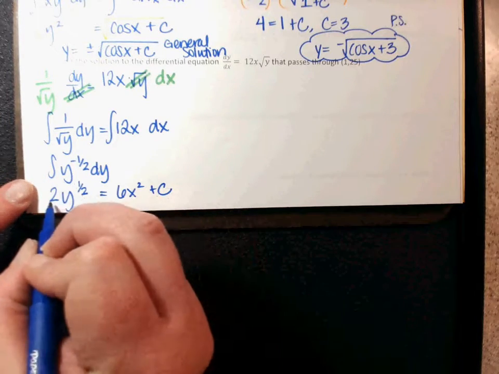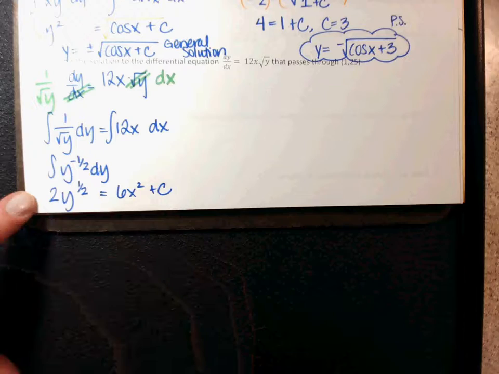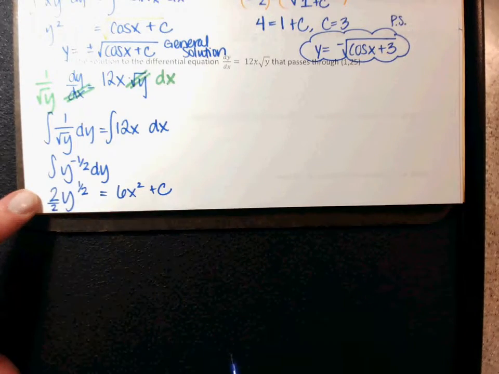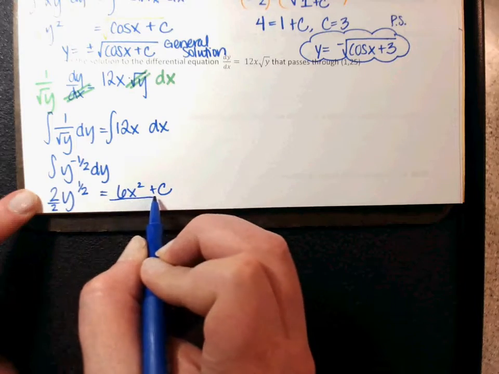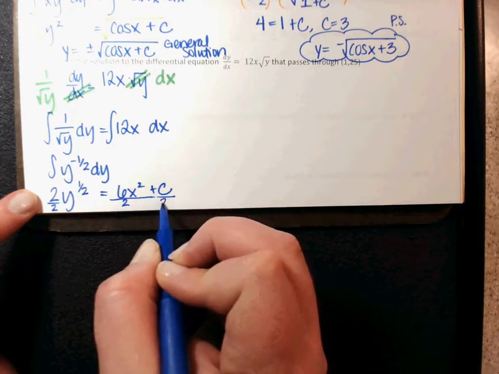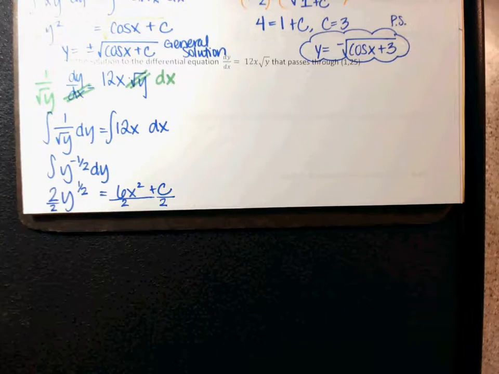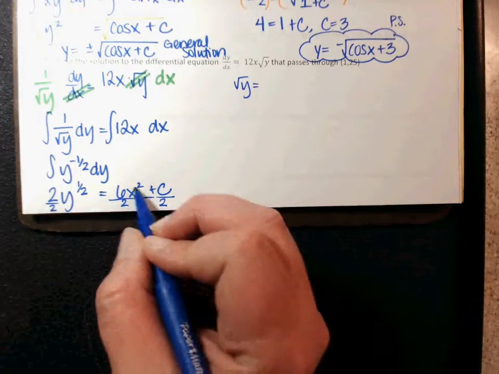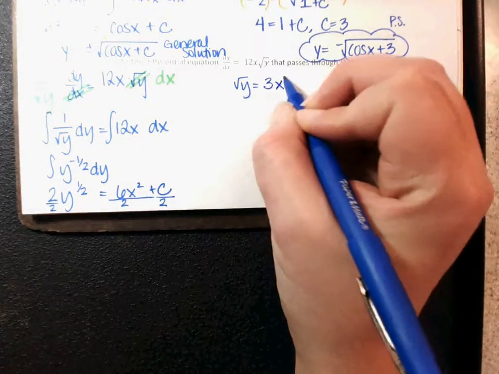Yep, so this 2 right here. Because remember, we want to get y by itself. So I'm going to divide by 2 here, and I'm going to divide by 2 here. Now, quick question. When you divide by 2, so I have y to the 1/2, that's really a square root y equals. Okay, 6x squared divided by 2 is a 3x squared.